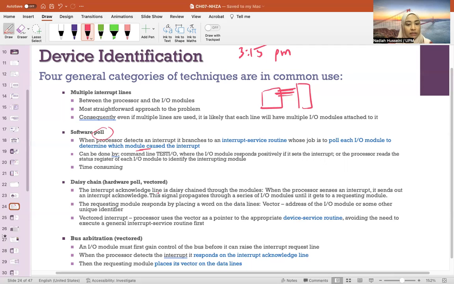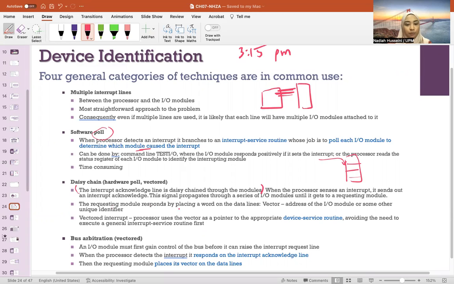So the interrupt acknowledge line is daisy chained through the modules. When the processor senses an interrupt, it sends out an interrupt acknowledge. We have seen this before. This signal propagates through a series of IO modules, so the signal goes through these until it gets to the requesting module. So it's not basically asking, it's transmitting a signal.